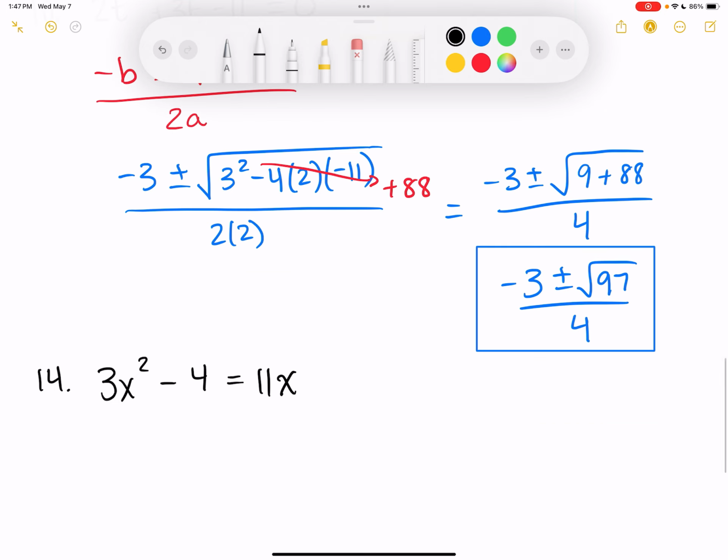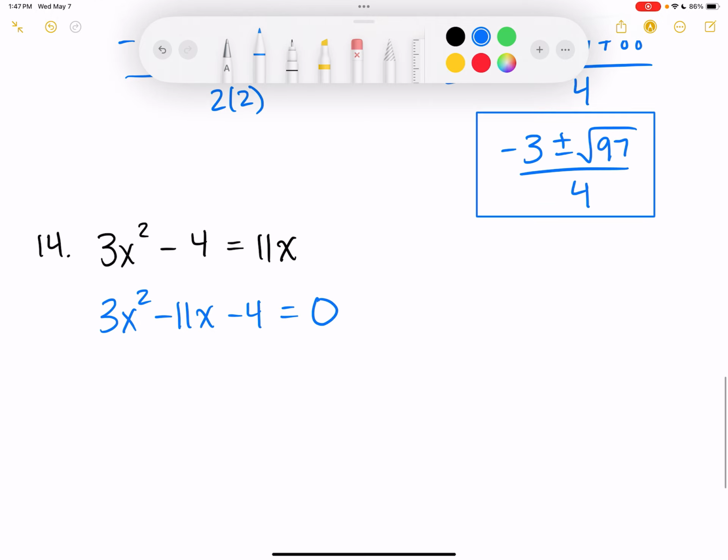Now, I could also move 3x squared and negative 4 to the right, but I like to move as little as possible if I can. So, I have 3x squared minus 11x minus 4 equals 0. So, now it's in the correct form. I'm good to go. So again, I've got negative b plus or minus the square root of b squared minus 4ac all over 2a.